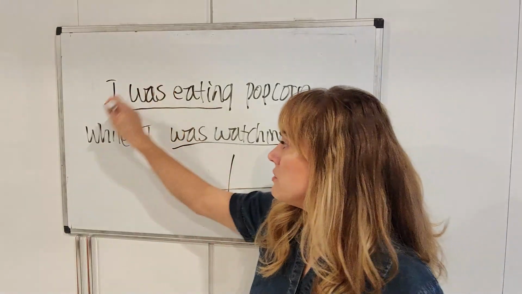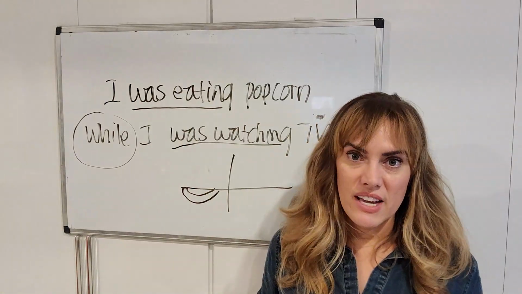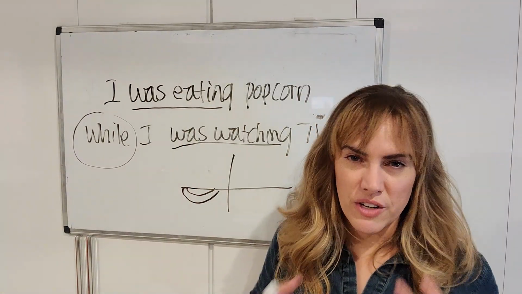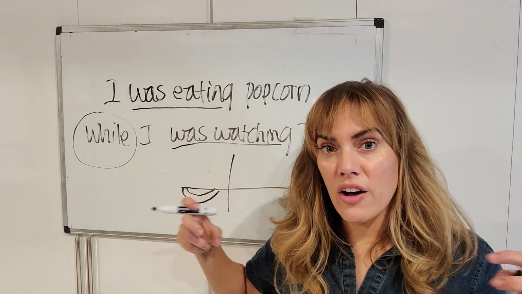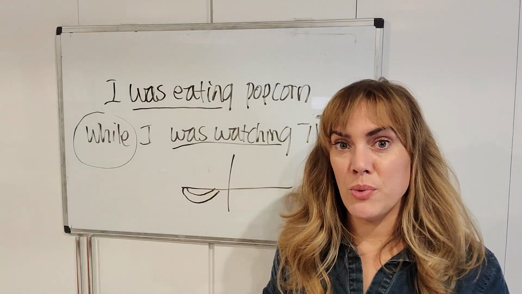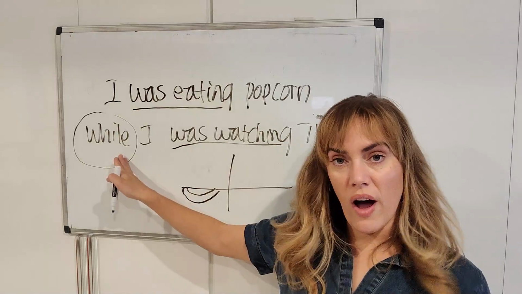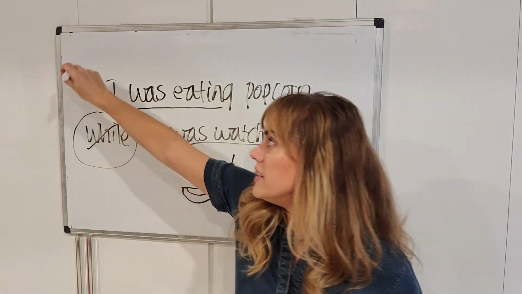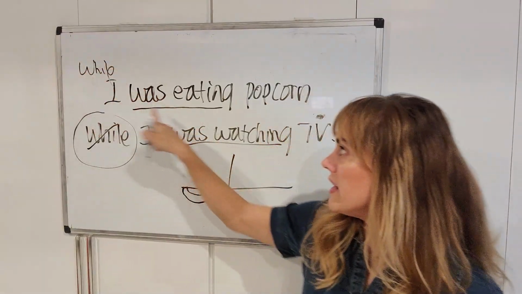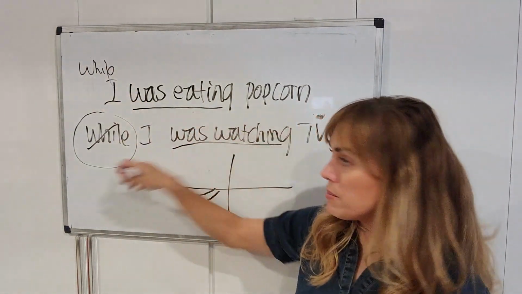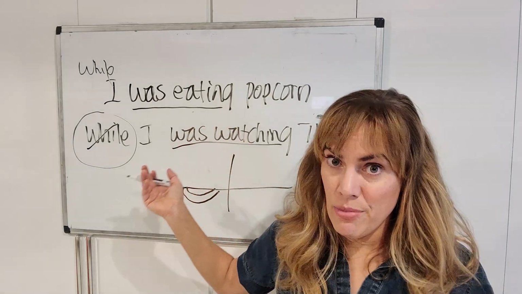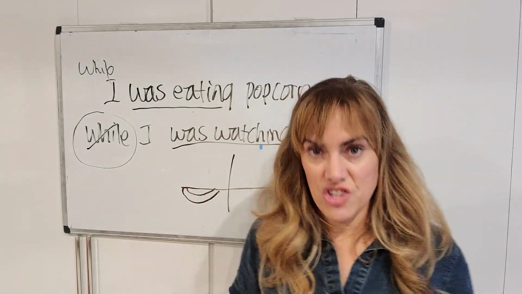Also notice I use the word while because we use while with the past progressive to focus on duration and how long something was in progress. You could put the while here or you could put it here. While I was eating popcorn, I was watching TV. Or I was eating popcorn while I was watching TV. Same thing, same meaning. The meaning does not change.